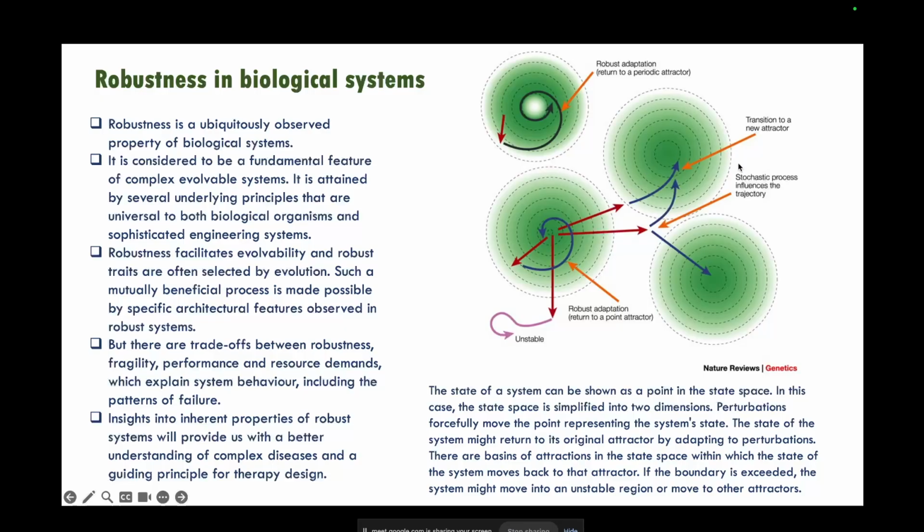So basically we were talking about attractor states. If you move the system from here to here, and then it moves back to its original adaptive state, it's a robust adaptation, returning to a periodic attractor. Now, if it moves away and becomes unstable, it's not robust, and so on.